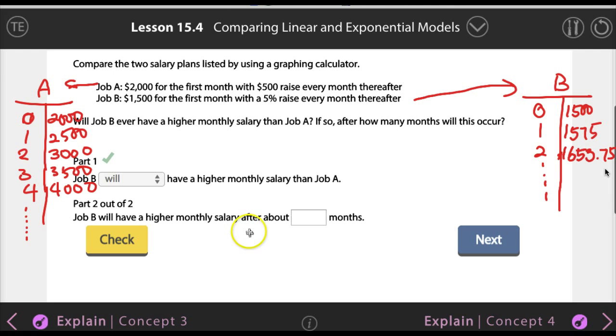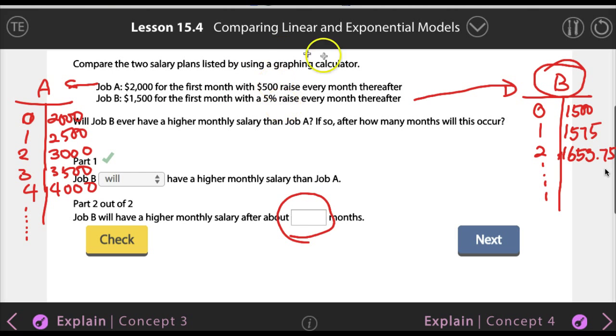And so we already know that eventually the person who works at job B will make more money than job A. Okay, but then when? Job B will have a higher monthly salary after about however many months. Well, we have to know how to set up the equation to do this. And we already know how to set it up because what's going on? In the beginning, you start off with 2,000 and then you go up by 500.